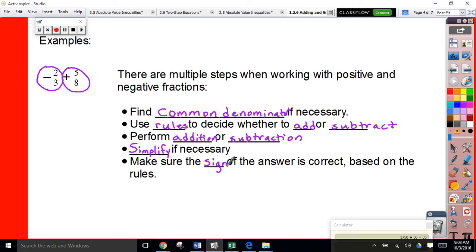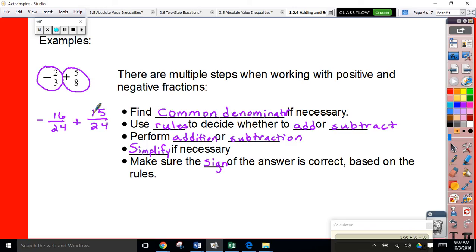So we have negative 2/3 plus 5/8. First step is find a common denominator. Kaylin, what would the common denominator be? 24. 24 would work. Good. So let's change this to negative something over 24 plus something over 24. Okay, Kaylin, if the bottom is 24, what's the top going to be? You're going to times the 2 by 8 and you get 16. Good. Then you times the 3 with 5. Okay. 15. So we have negative 16/24 plus 15/24. We already talked about the rule. The signs are different, so we're going to subtract.